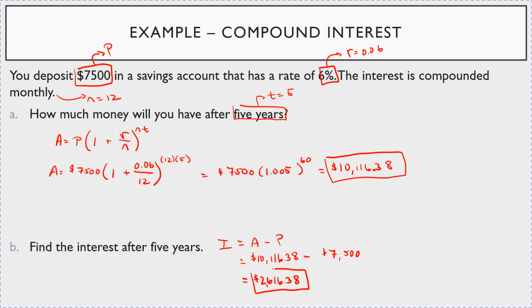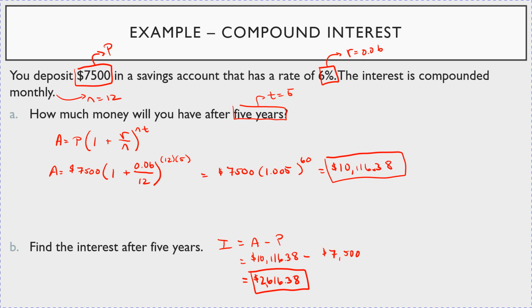So not bad at all. Okay. So again, just as you're seeing what I'm doing with all these problems, I'm pausing, I'm circling off the right information. I'm saying, oh, the 7,500 is the P, the 6% is the rate, and I'm going from there.